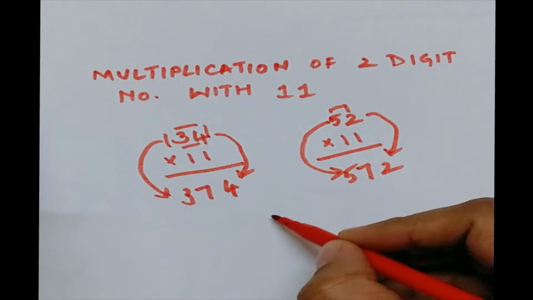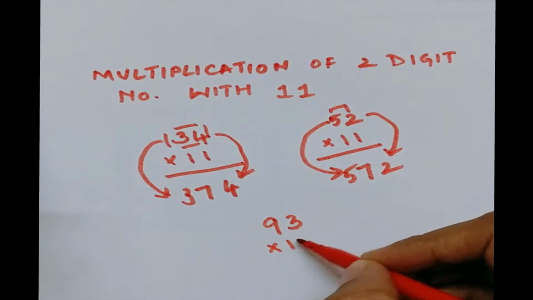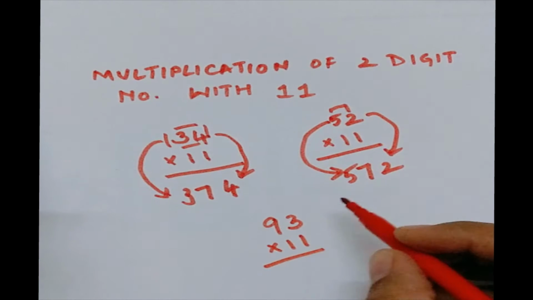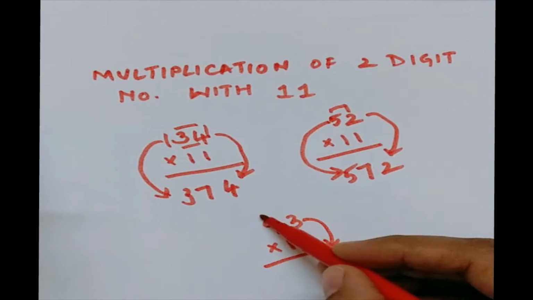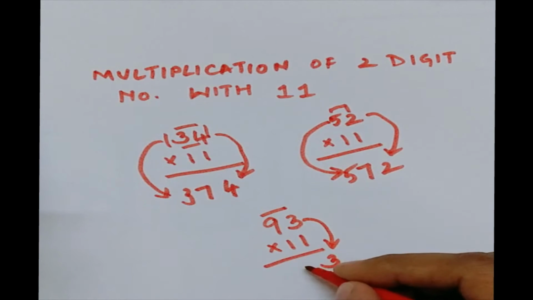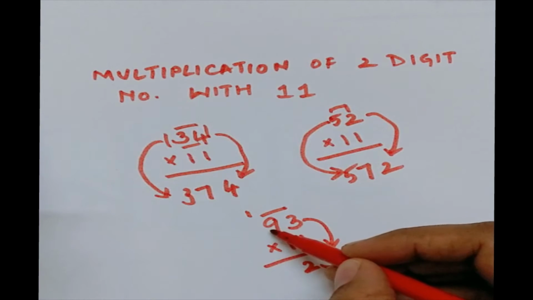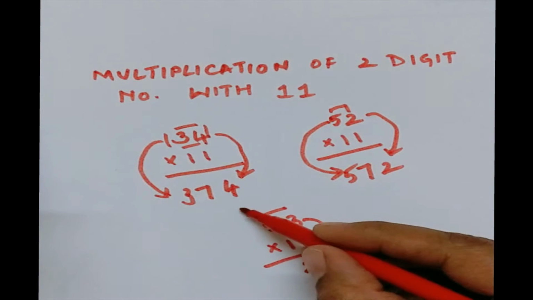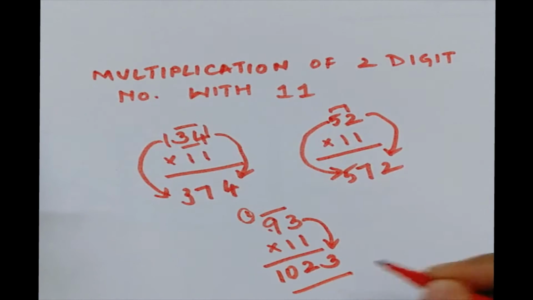Let's try another example. 93 multiplied by 11. So 3 comes down as it is. 9 plus 3 becomes 12. So 2, and 1 is a carryover. Now instead of bringing down 9 as it is, we add in the carryover, and that becomes 1023.